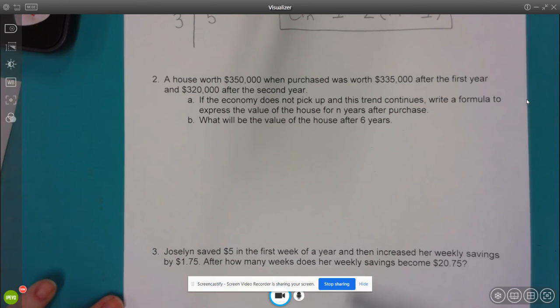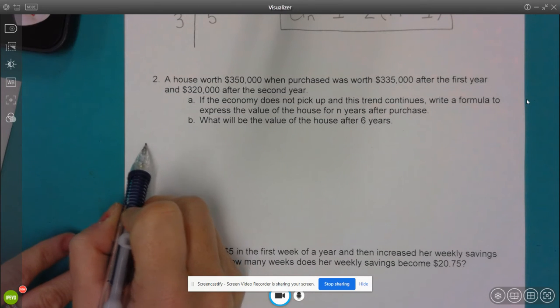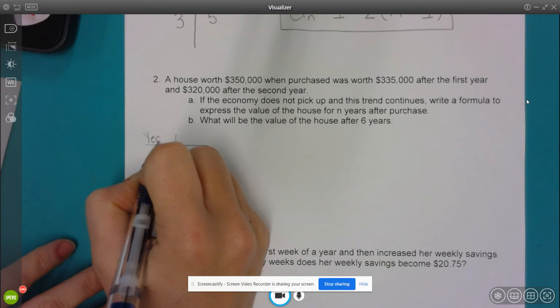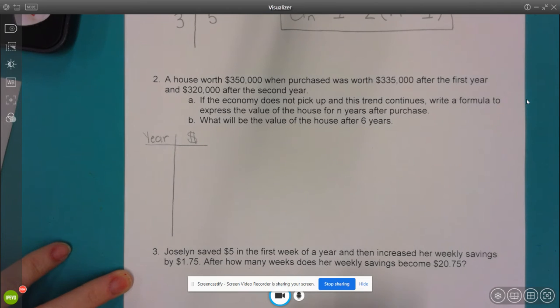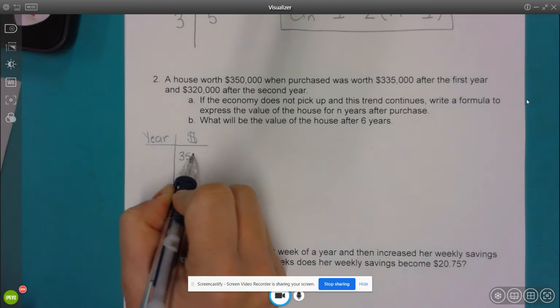In my next question, I have how much the house was worth when it was purchased, after the first year, and after the second year. So again, I've been given information over a number of years, so I'm going to go ahead and make a table. Input will be year, and the output will be the money that the house is worth. The money depends on what year it is, not the other way around, and that's how I know that year is my input.